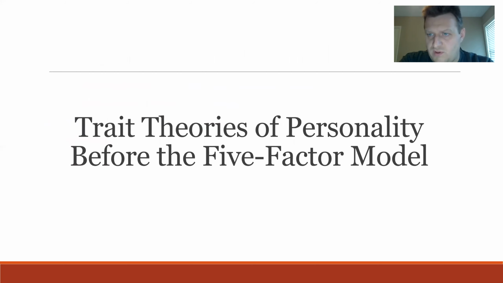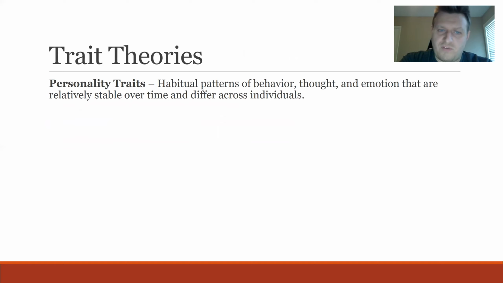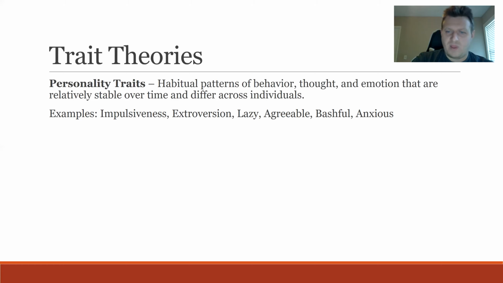Okay, the first thing that we want to do is talk about some different ways in which personality psychologists view traits. All right, so personality traits, remember, are ways in which people differ on their habitual patterns of behavior, thoughts, and emotions, that are relatively stable over a period of time. So we might look at the following examples of some personality traits: impulsiveness, extroversion, lazy, agreeable, bashful, anxious. All of these might refer to different personality traits, or maybe they might refer to the same personality traits. So we need to be mindful how we name these personality traits, and how we come up with a number of how many traits truly exist, and not just reinventing the wheel and finding another personality trait that just goes by a different name.